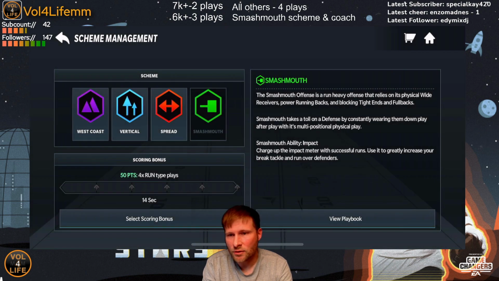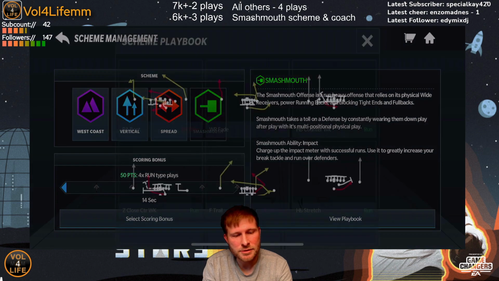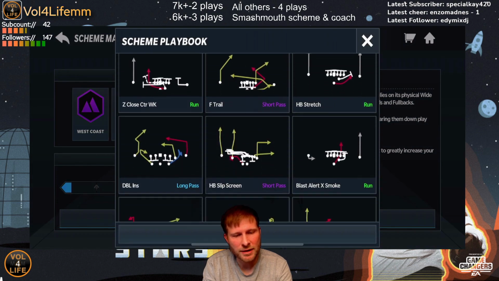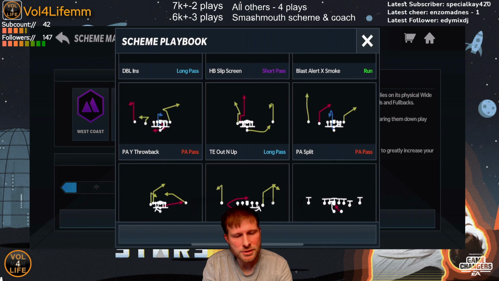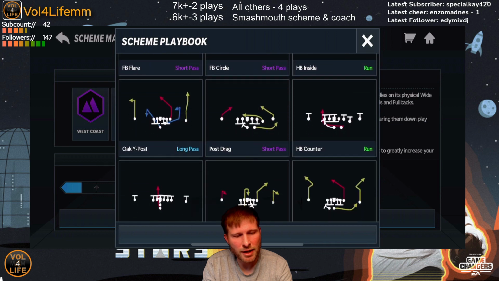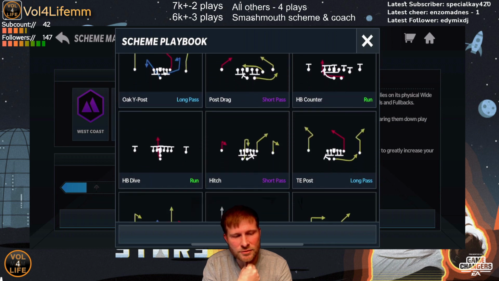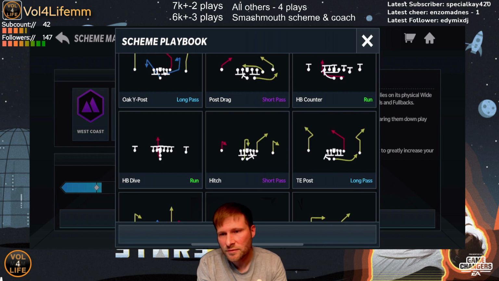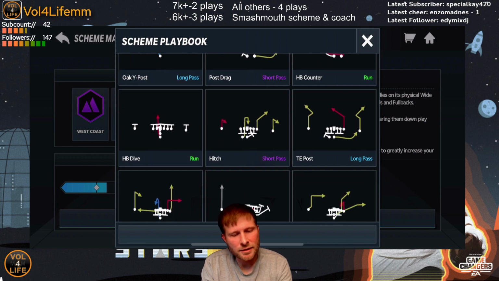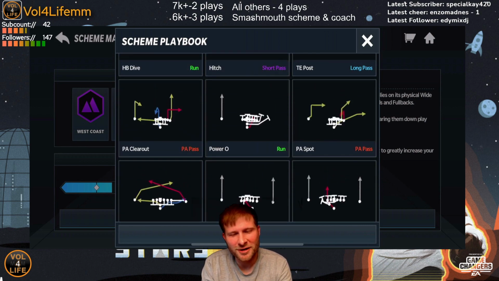And then Smash Mouth has its own halfback dive that is also a little bit different in terms of the blocking setup and the offensive line arrangement. There you can see the halfback dive, and it's probably a little bit closer to the scheme non-specific halfback dive, but it's there.